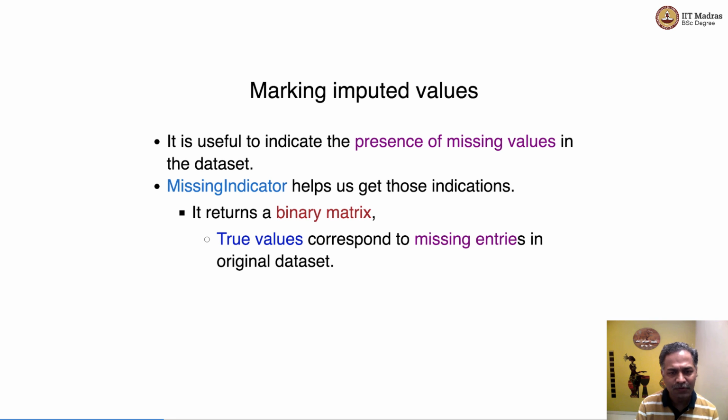It is always useful to indicate the presence of missing values in the dataset, and the missing indicator helps us get those indications. The missing indicator returns a binary matrix where True values correspond to missing entries in the original dataset.